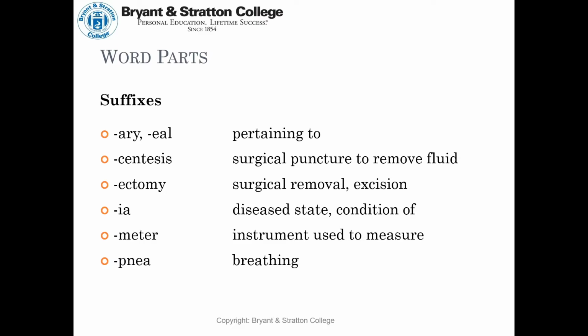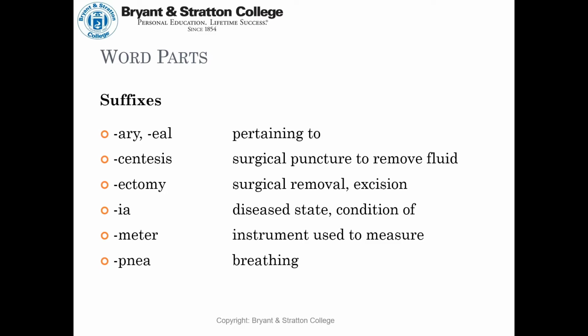Suffixes, again, some of these we've already seen before. So eal or ary, pertaining to. Centesis is a very good one. It's a surgical puncture that has a purpose to remove fluid. An ectomy is a surgical removal. IA is a disease state or a condition. Meter, this might be new, but we've talked about tools that are used to measure.